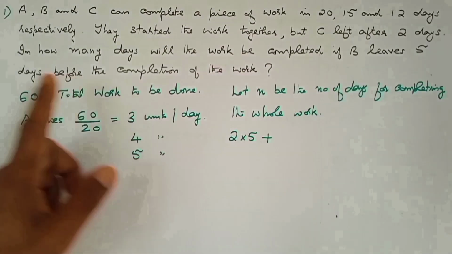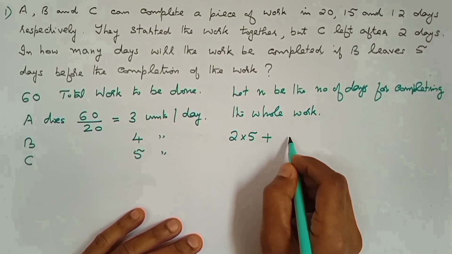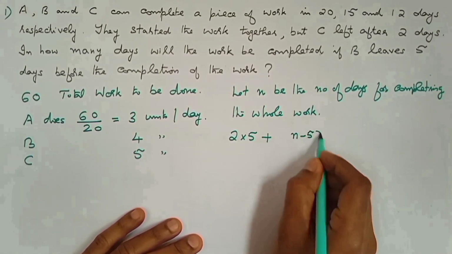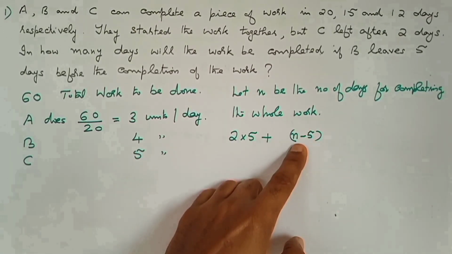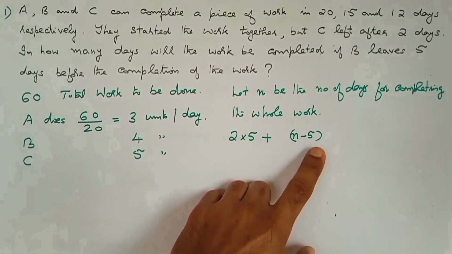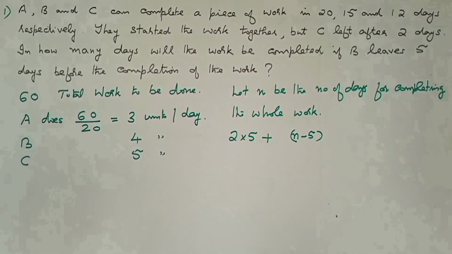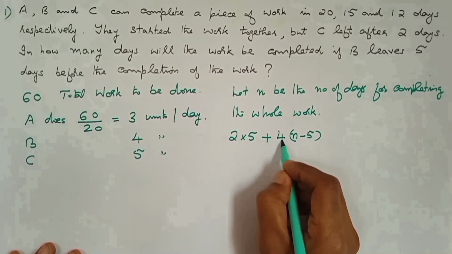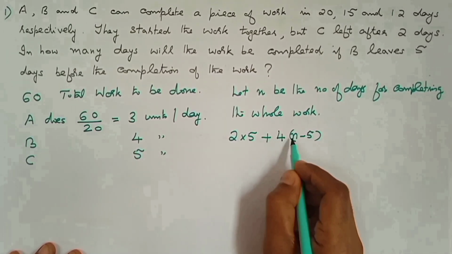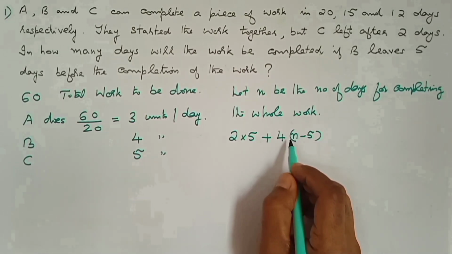And B left 5 days before completion of the work, which means B worked how many days? N minus 5 days, because totally they take N days and B left 5 days before. That means he is in the work for N minus 5 days. And how much work does he do in a day? 4 units. This is what he does in one day. So if you multiply by the number of days he works, you get the total work put in by B.